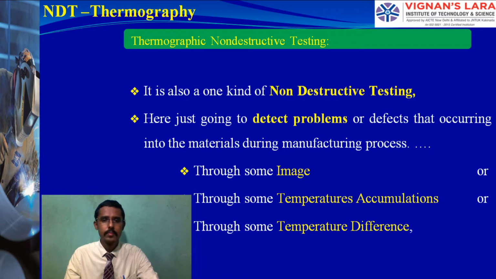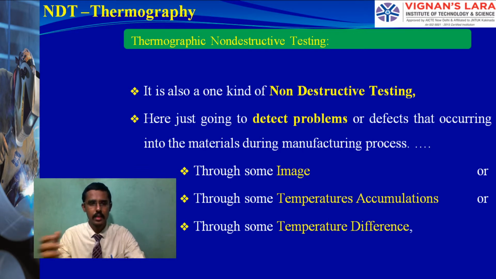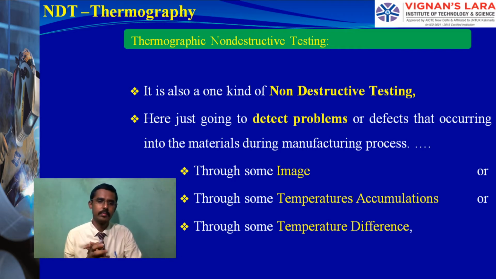See, it is also one kind of non-destructive testing. As I told you earlier, visual inspection is non-destructive. It means we are not going to disturb the sample, we are not going to break the sample. We just pass something, maybe X-rays or gamma rays or ultrasonic waves or a magnetic field, any one of the other methods we use to detect the defects or discontinuities inside the specimen. In the same pattern, we are going to see the next one.